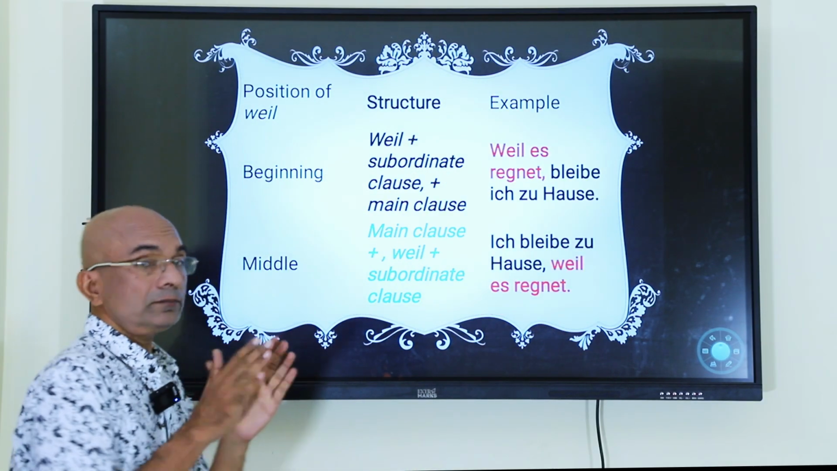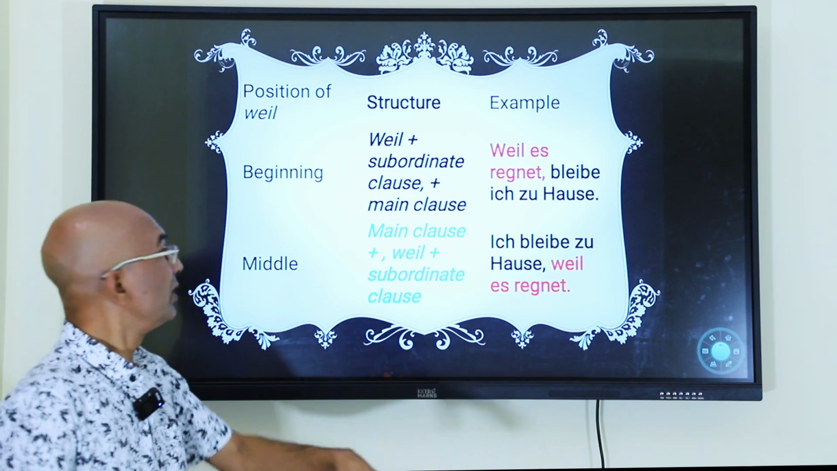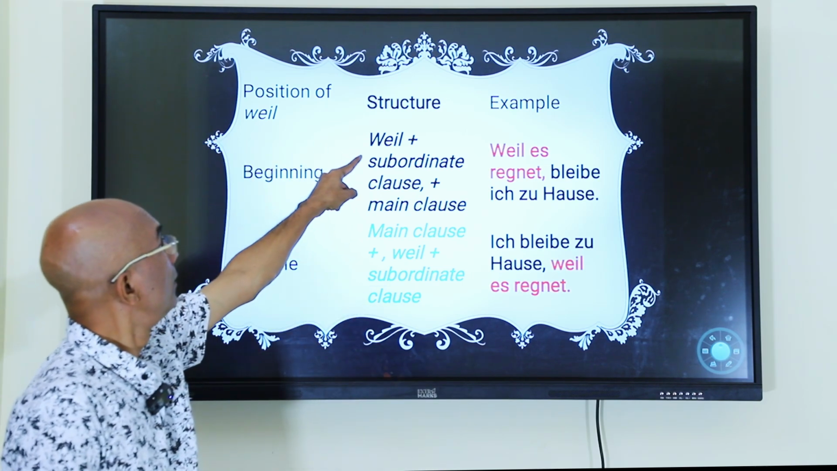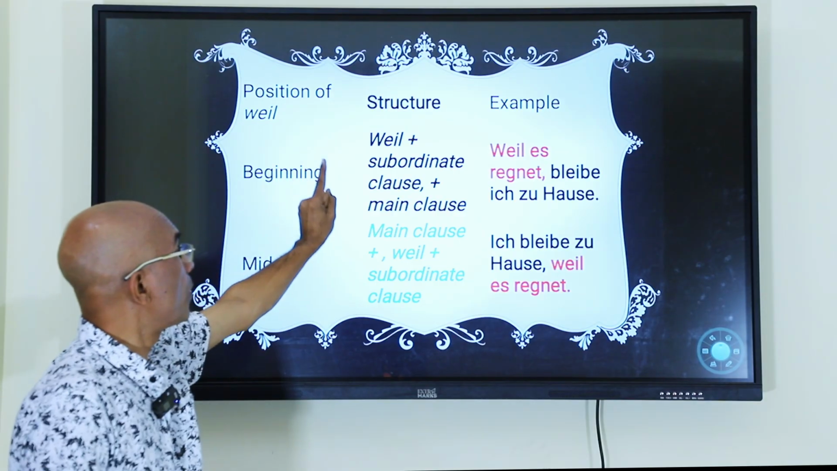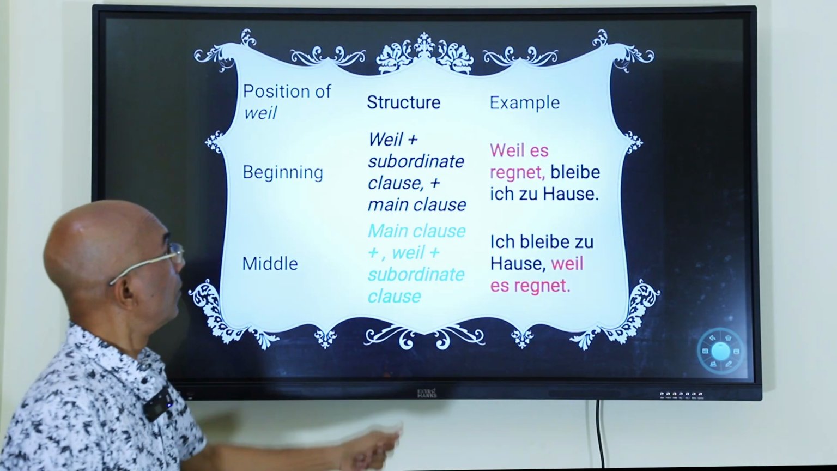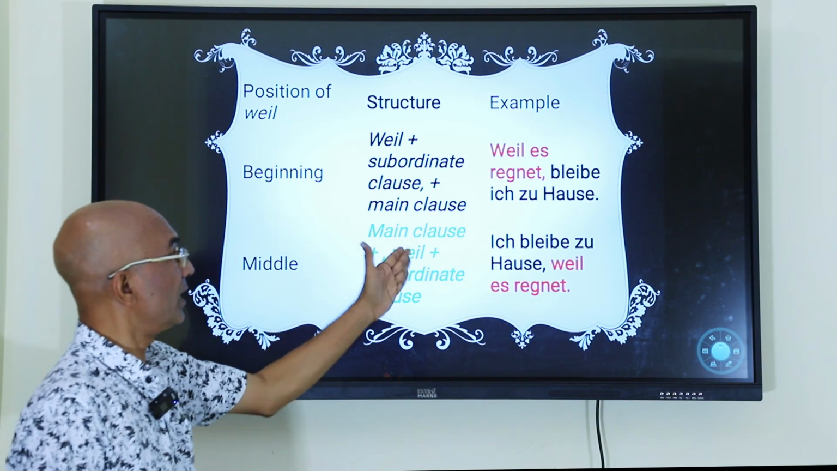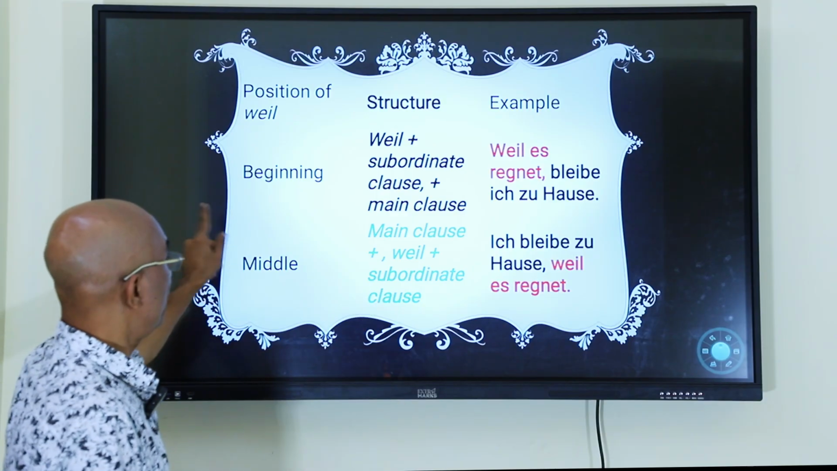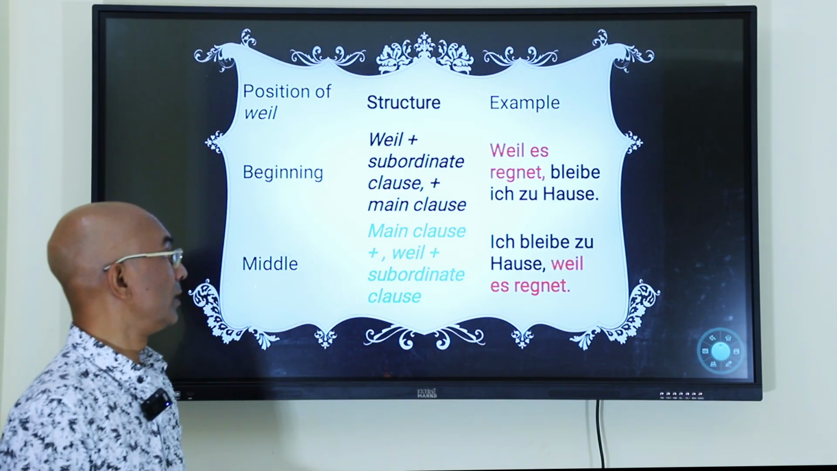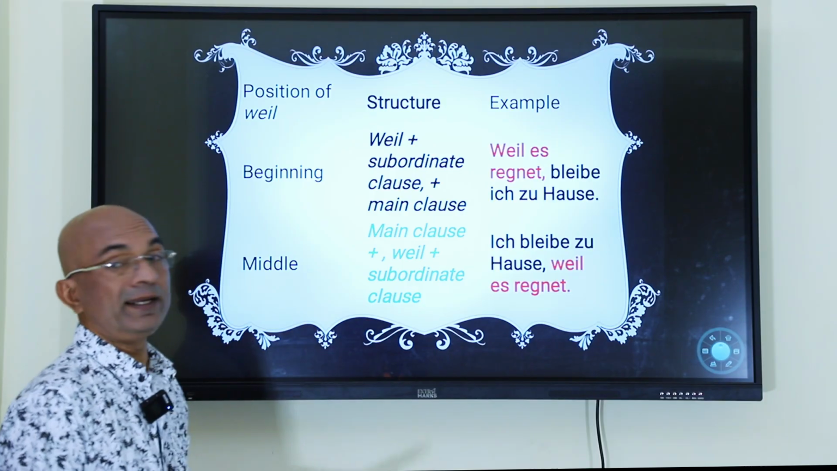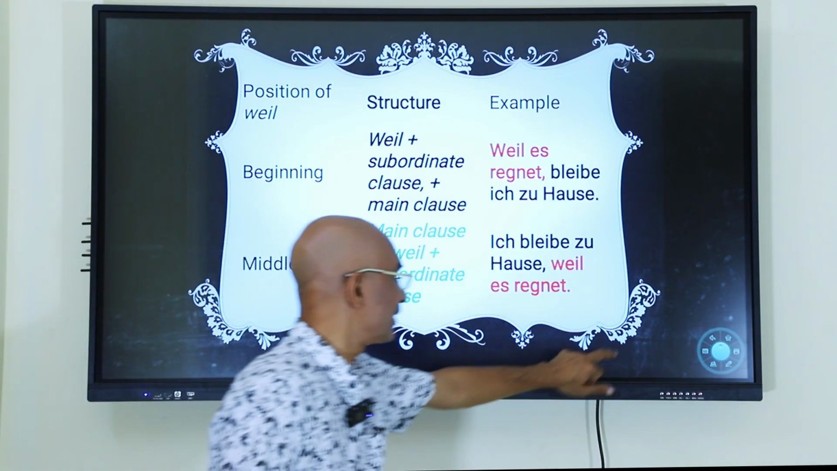So in short, using "weil" in the beginning: weil plus subordinate clause plus main clause. Weil es regnet, bleibe ich zu Hause. If using it in the middle: main clause plus weil plus subordinate clause. Ich bleibe zu Hause, weil es regnet.